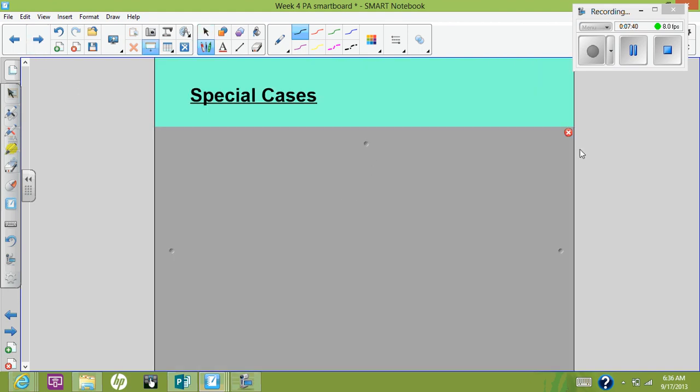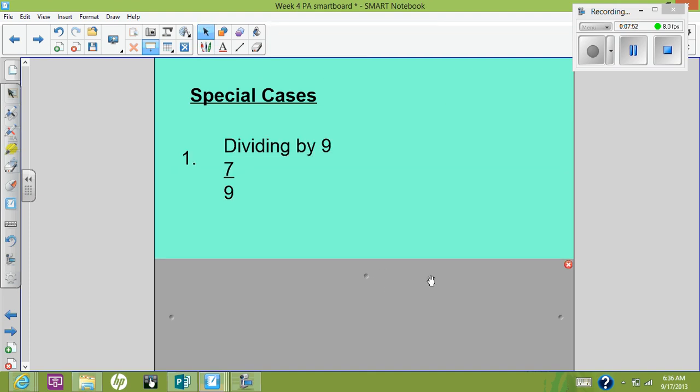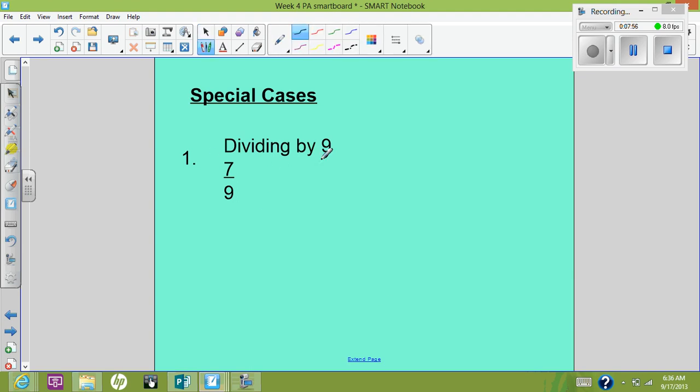There are a couple special cases here when you're dealing with fractions. And I actually think these patterns that we're going to look at are really kind of cool. There's 2 different patterns we're going to examine, and one is dividing by 9 because something special happens there, and another is dividing by 11. We'll get there in just a minute.